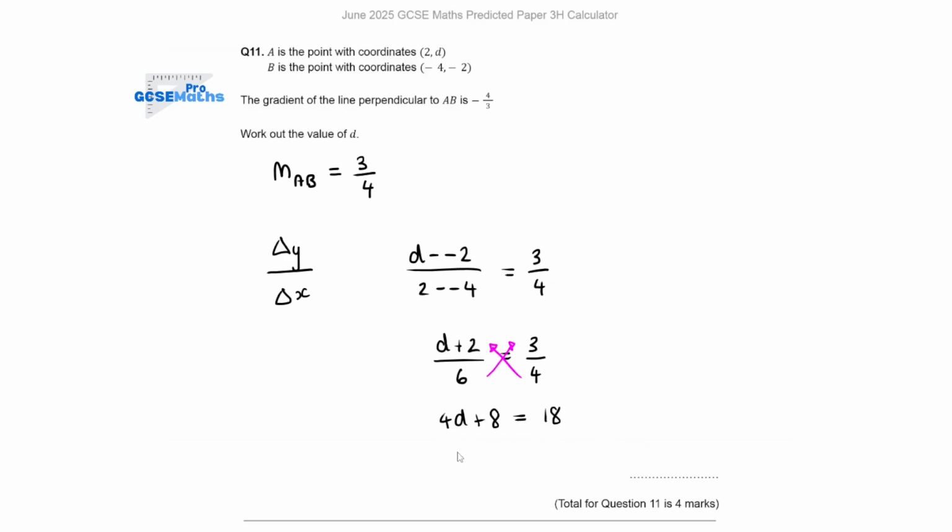And then you can just solve it from there, can't you? So 4d would be equal to 10, and therefore d would be 2.5, or 5 over 2 is also fine if you want to leave it as a fraction. 2.5 for d. And that is 4 marks.